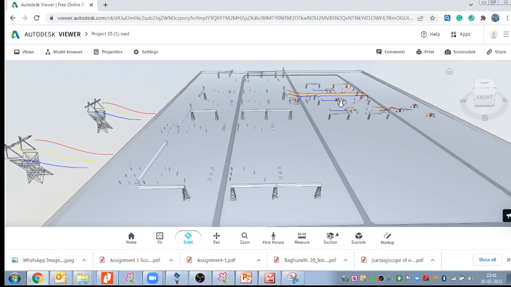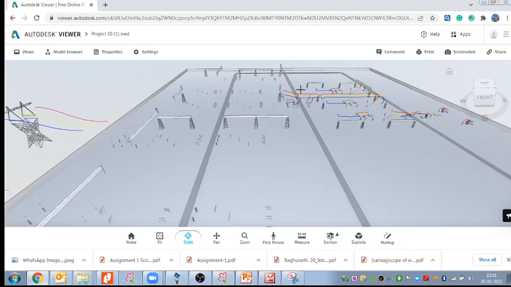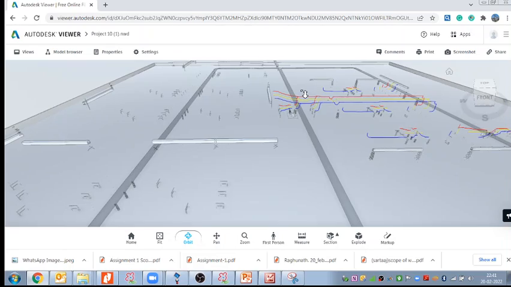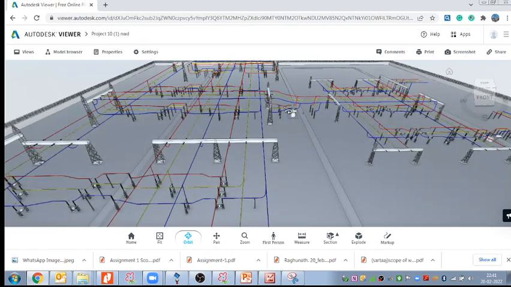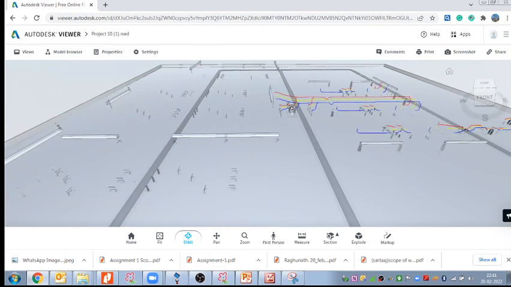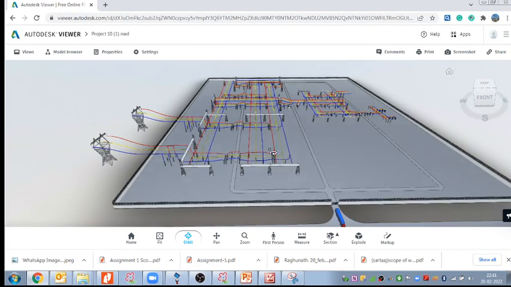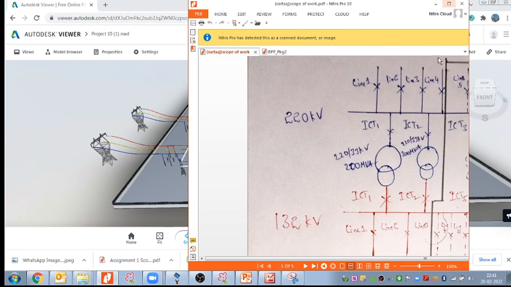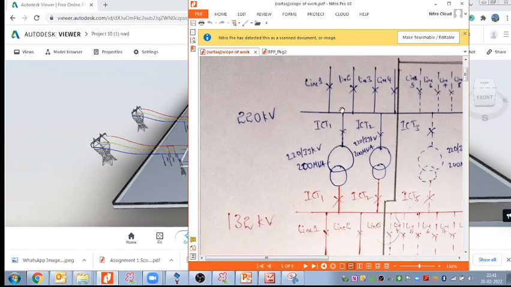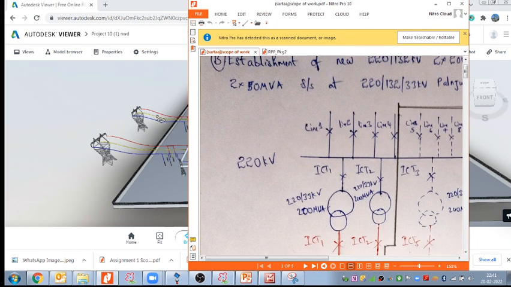And when I talk about the ICT bay, this one is my ICT bay. Here we have put the transformer. This is the area, right? So what did you do? Two line bays or four line bays? So this is four line bays. They come onto the bus that you have indicated here. Similarly, four line bays here.